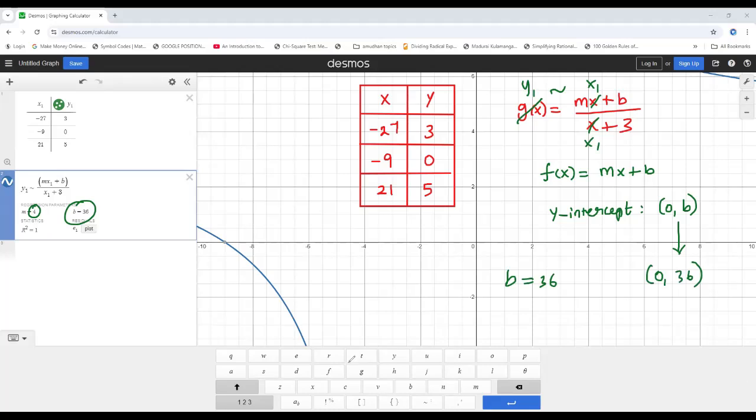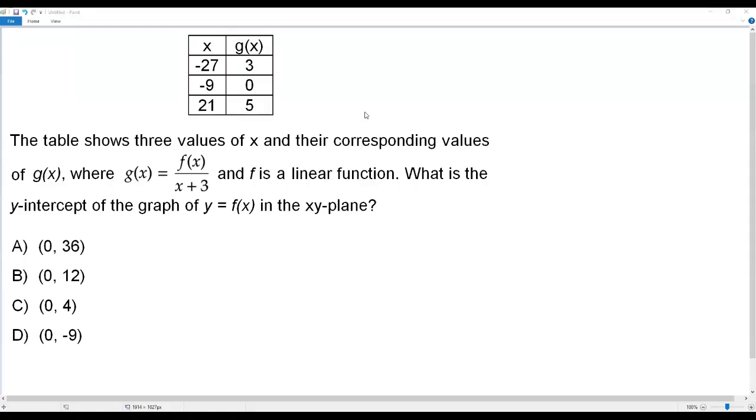Okay, now let me go to the original question. Here we have the original question, and we got the y-intercept of the linear function f, that is 0, 36, from the graphing calculator, and we find 0, 36 in option A. So the correct answer choice for this question is option A.